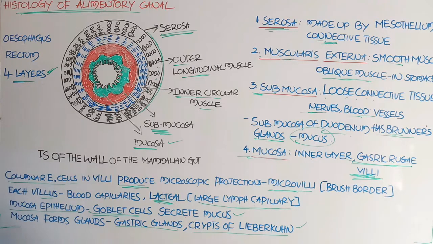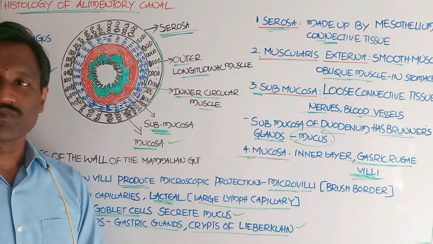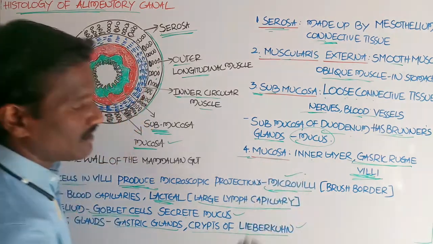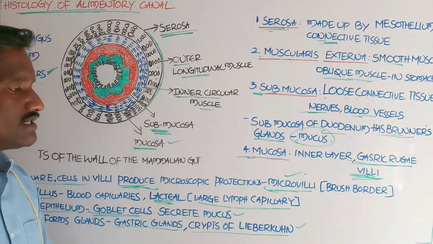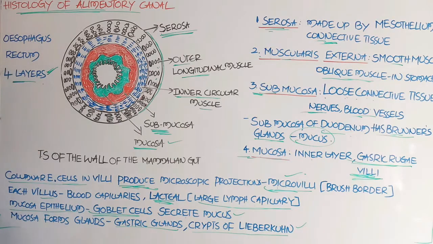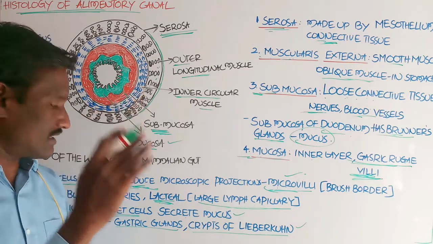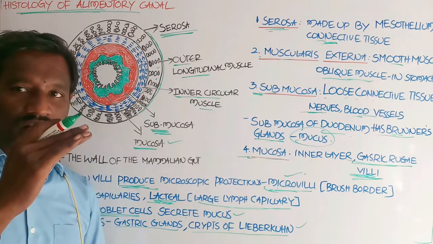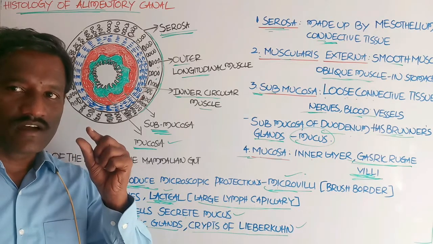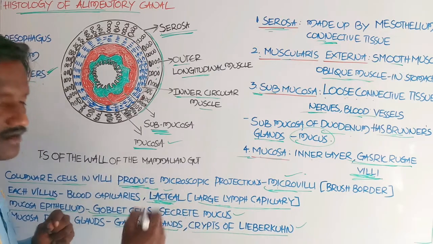These villi are lined with columnar epithelial cells. The columnar epithelial cells present in the villi produce microscopic projections called microvilli. Students, microvilli show a brush border appearance in the small intestine. And if you observe, each villus consists of blood capillaries and one of the largest lymph capillaries, called the lacteal.